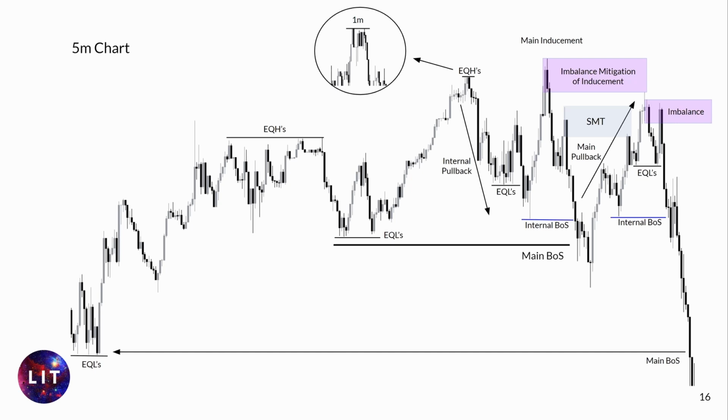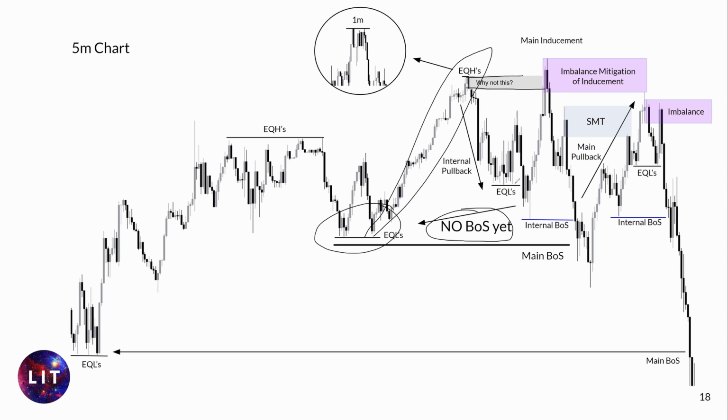First obvious answer is internal break of structure. Why is this not a point of interest then? If you just use the structure, let's see, why not this one? No break of structure yet. This is the point, obviously, that created this overall push. So this point needs to be broken first in order to lock in this area. Did that do that? No. It stayed short of that, never broke it here, and then comes back. So this is not a valid zone.